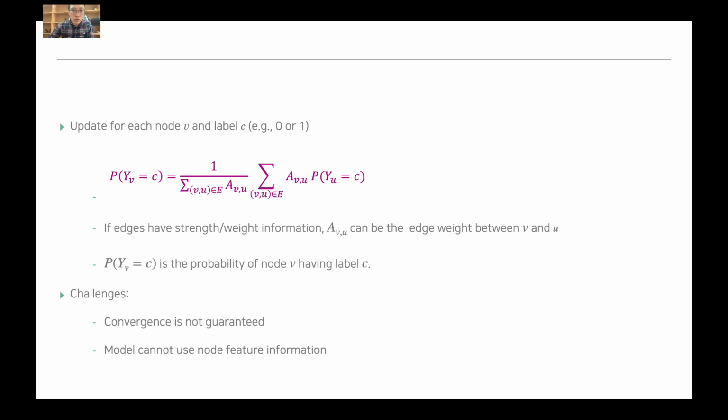So by looking at the neighbor's probability with respect to class label C, we get the average and update at each step from the initialization. But it is difficult to expect convergence is guaranteed, right? Because we just keep averaging and keep propagating the labels. So for that reason, convergence is not guaranteed, and the model cannot use feature information.